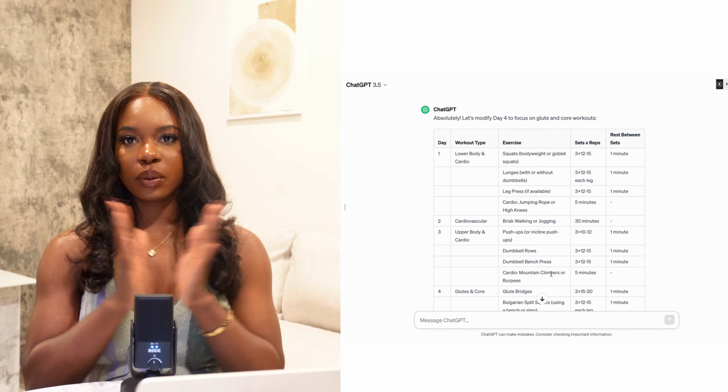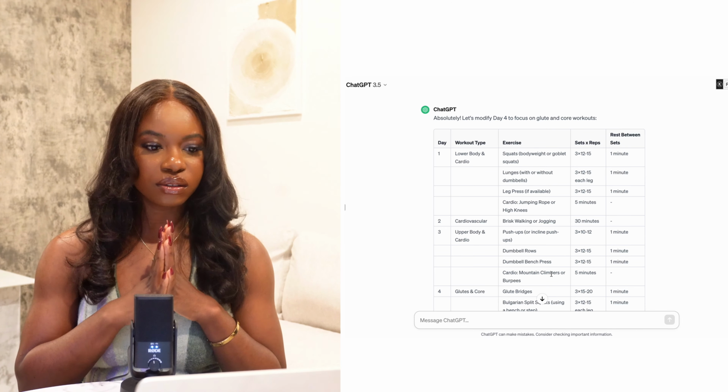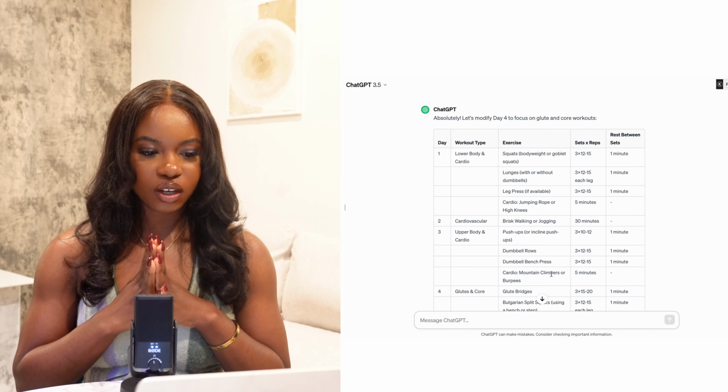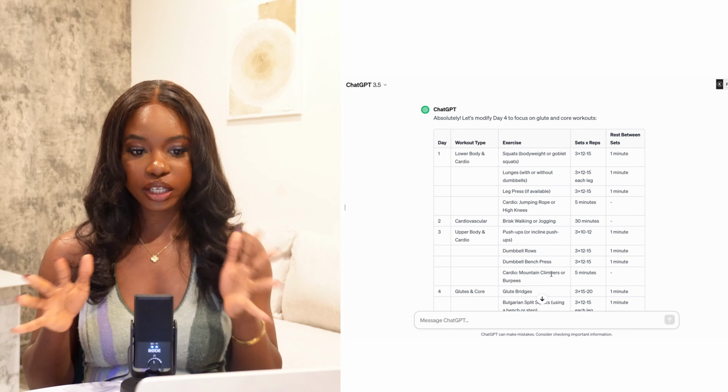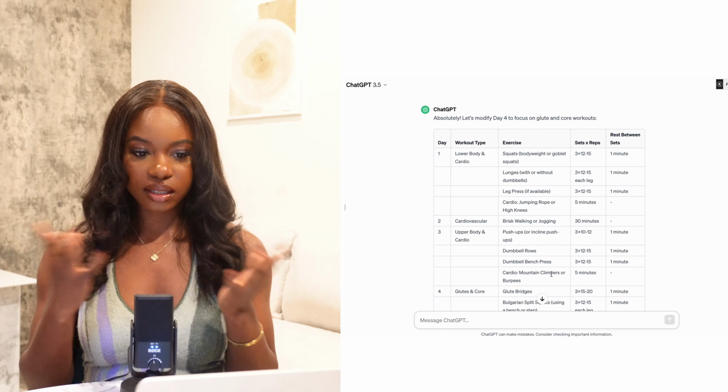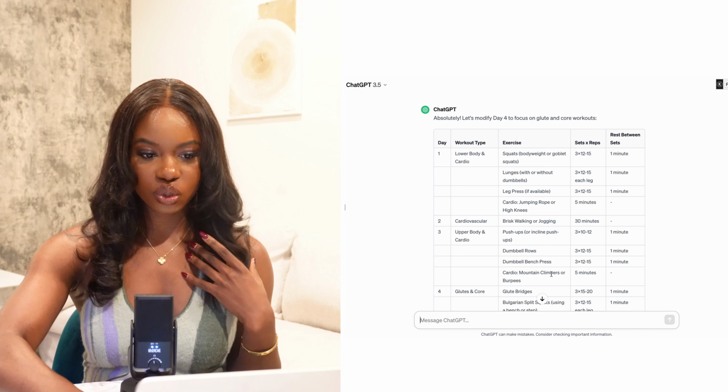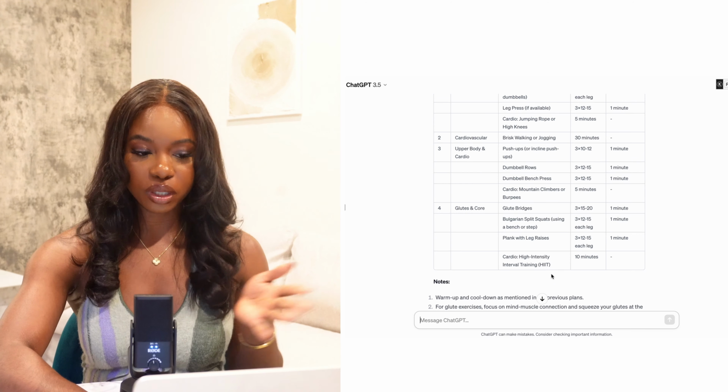Okay, so like we said, this is a beginner's workout, right? On the first day, lower body and cardio. They're doing squats, lunges, leg press, and then some cardio in there. I don't think that's bad. The next day we have some cardio, just walking or running, whatever you want to put in there.